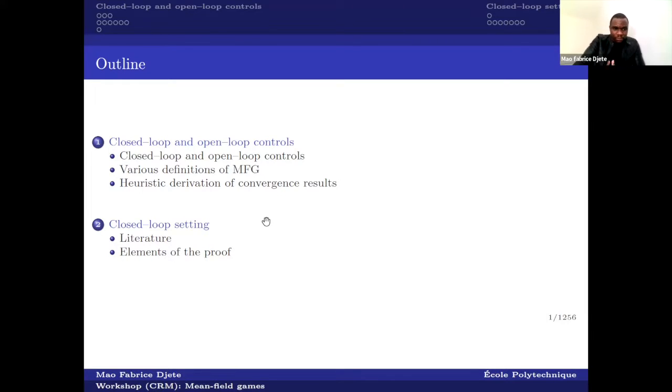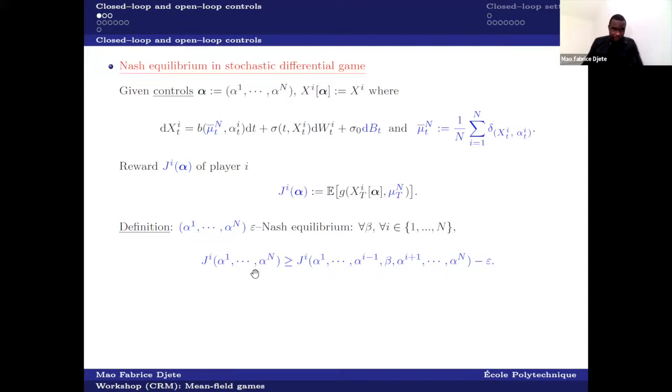In the second part, I will take a little bit of time talking about how we can prove the result. Don't you worry, I won't go into all the details of the proof. I will only focus on one specific aspect of the proof, namely the converse convergence result. Then we talk about the literature, what is the current literature in this setting, and I will try to show how we can start to overcome some difficulties that appear in this situation. So now let's talk about the framework here.